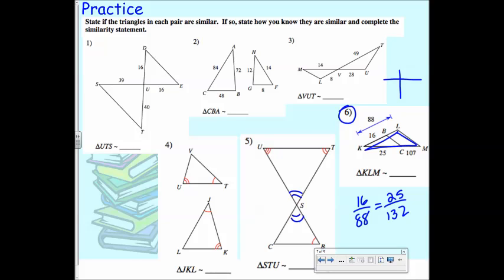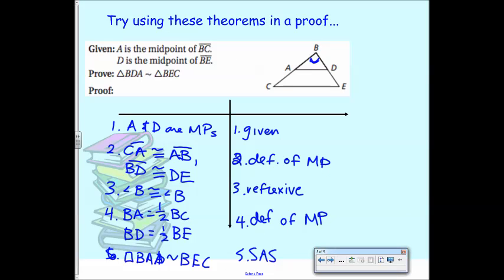Okay, so for your exit ticket, I want you to do 1, 2, and 3. And I said 4 is optional. Try it out. But I would like you to try it out.